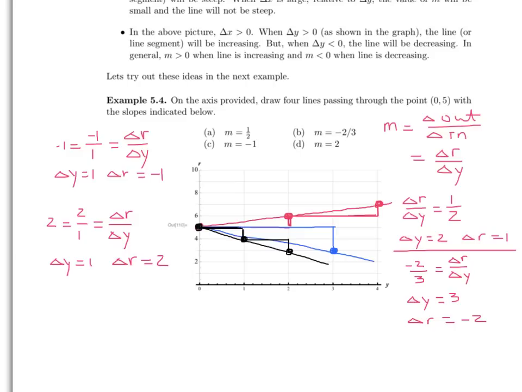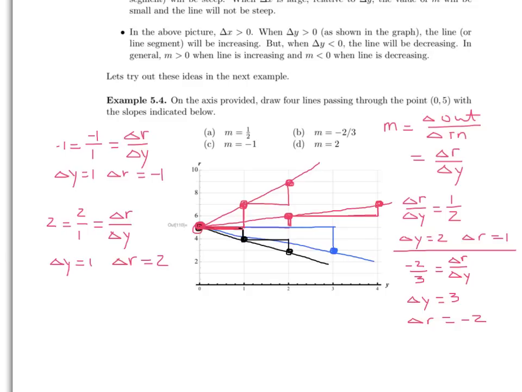I guess I will use red for this. So again, I start at 0,5, and if I increase y by 1 unit, I have to increase r by 2. So I go over 1 and up 2, and that brings me to this point. I could do this again. Increase y by 1, increase r by 2, and that gives me another line when I connect the dots. This line has a slope of 2.